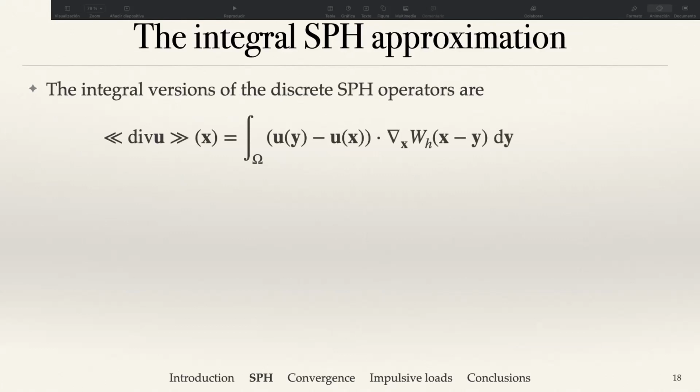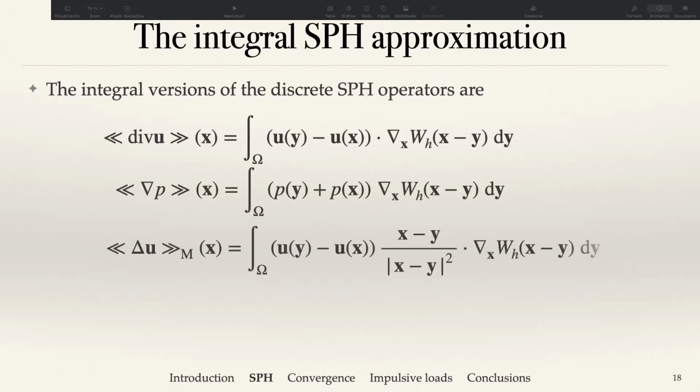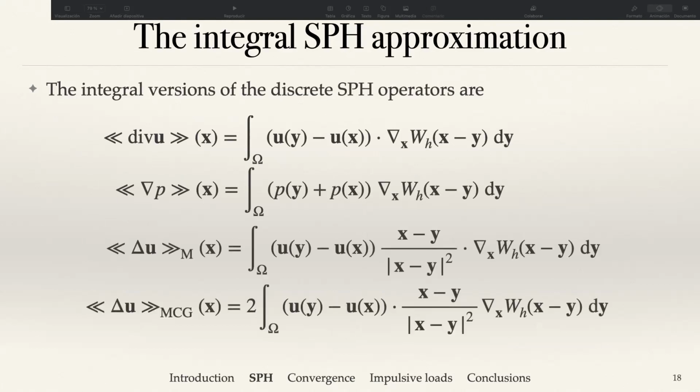Now, let me quickly present the integral versions of the discrete SPH operators. So here is the divergence, the pressure gradient, the Morris Laplacian, and the Monaghan-Cleary-Gingold Laplacian, which is another version that we will be discussing. Now, note that whenever the domain of integration coincides with the space, or considering the fact that the kernel is compactly supported when we are far enough from the boundaries, these two terms that we have added at the discrete level vanish at the integral level. So these are consistent with the convolution definition that we made at the beginning.